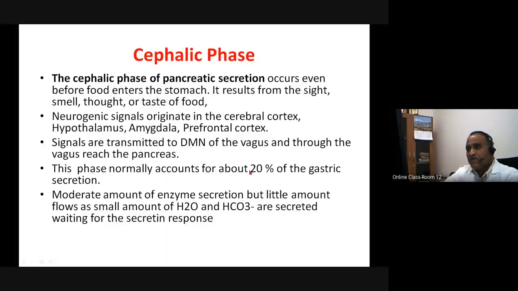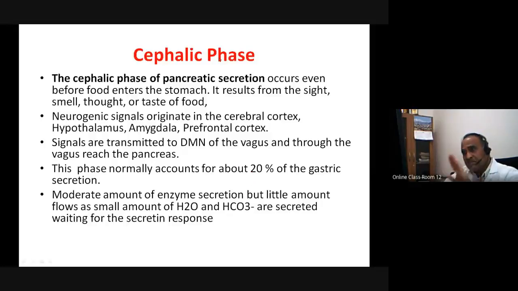This phase normally accounts for about 20% of the pancreatic secretion. Please make sure this is not a gastric secretion, but 20% of the pancreatic secretion. A very moderate amount of enzyme secretion, but only a small amount of water and bicarbonate are secreted, waiting for a secretin response.